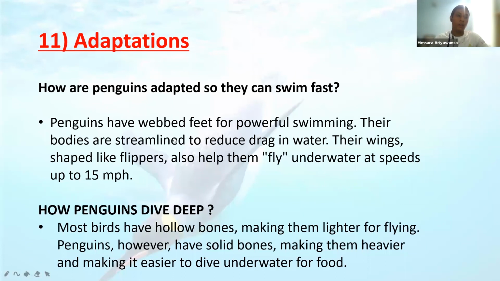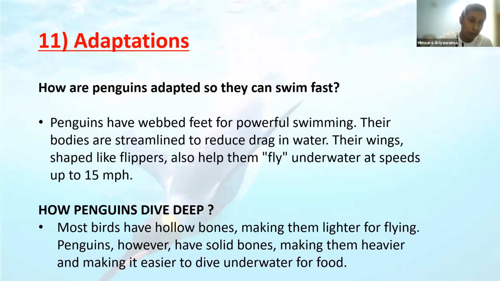Yeah, so our 11th topic is adaptations. Even in the human body, there are a lot of adaptations, right? In science, these adaptations are known as homeostasis. There are three main functions of homeostasis: fluid balance, regulating body temperature, and maintaining a constant blood sugar level. Likewise in penguins, there are a lot of adaptations to swim fast, to dive deep, and to regulate their body temperature.